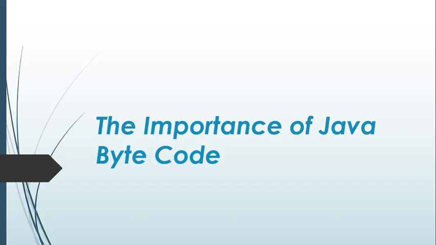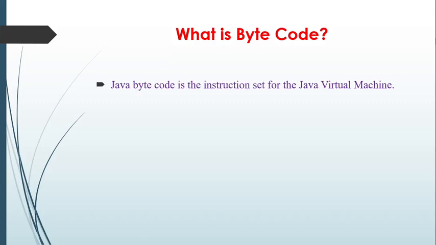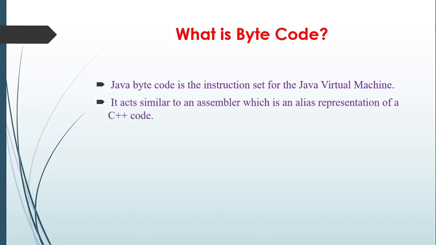In this tutorial, we are discussing the importance of Java bytecode. So, what is Java bytecode? Java bytecode is the instruction set for the Java virtual machine. It acts similar to an assembler, which is an alias representation of C++ code.